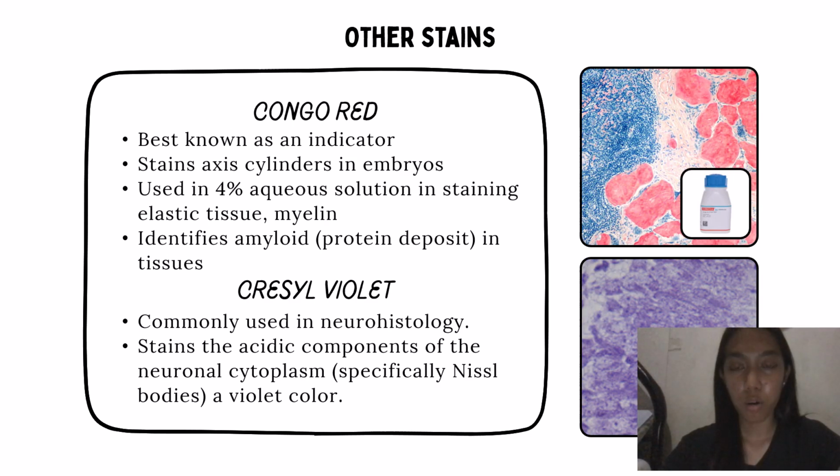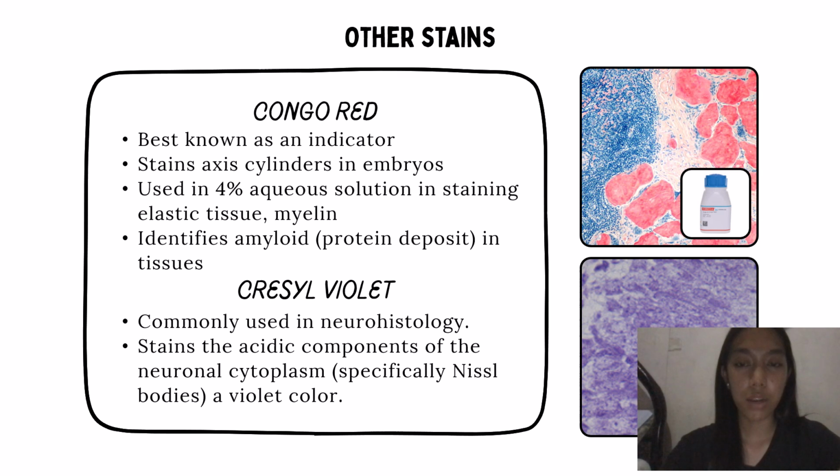Another stain is the Congo Red, which is best known as an indicator, and it is used to stain amyloid as well as axis cylinders, elastic tissue, and myelin. It is applied as a 4% aqueous solution, and it is widely used to detect protein deposits in tissue.